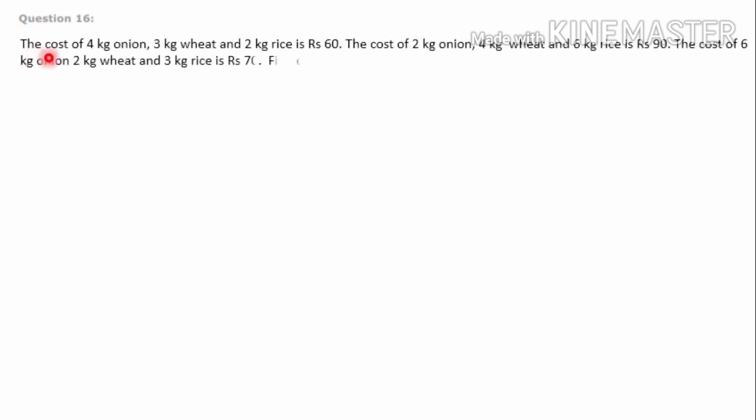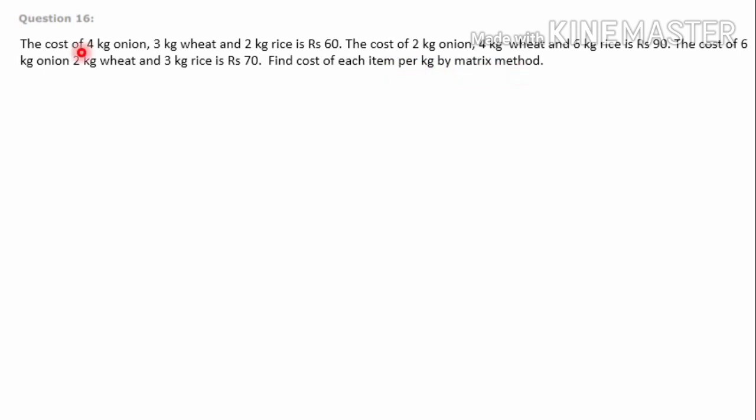Move on to the last question of this exercise, that is question number 16. The question is: the cost of 4 kilogram onion, 3 kilogram wheat, and 2 kilogram rice is rupees 60. The cost of 2 kg onion, 4 kg wheat, and 6 kg rice is rupees 90. The cost of 6 kg onion, 2 kg wheat, and 3 kg rice is rupees 70. Find the cost of each item per kg by matrix method. So we have to find out the cost of each item per kg by using the matrix method.